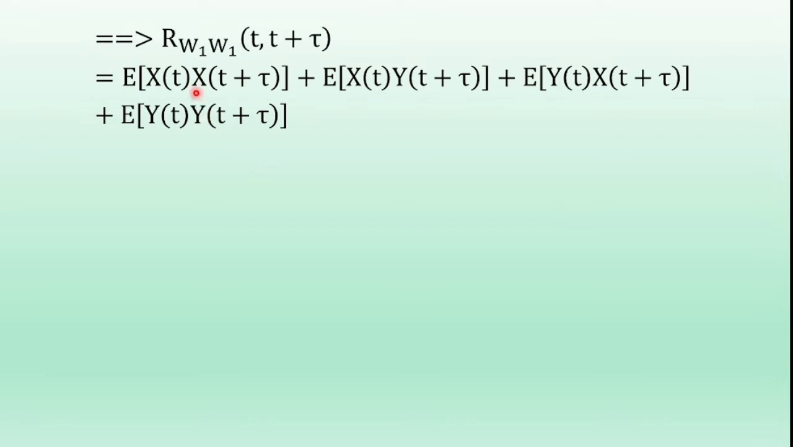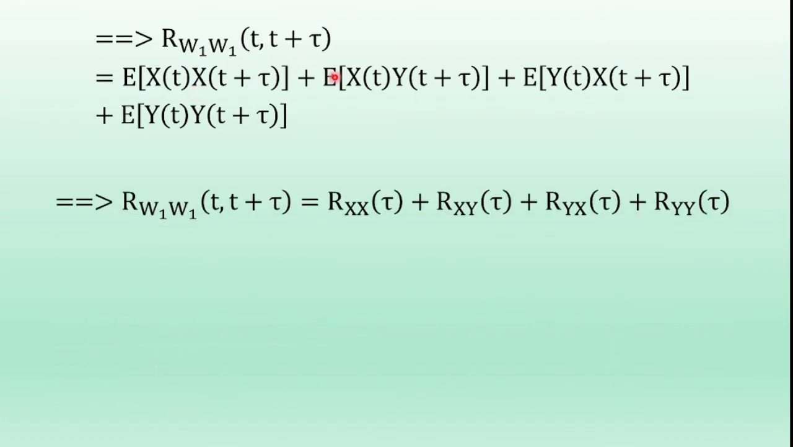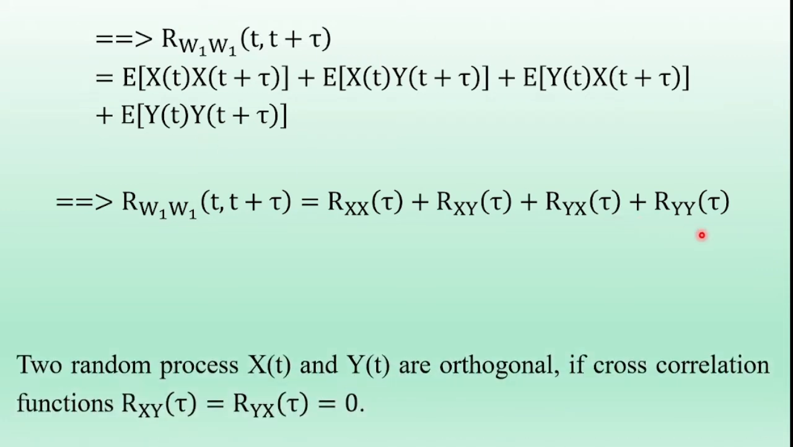So the first term is the definition of the autocorrelation function of the random process x of t, that is Rxx of tau, and the second term is the definition of the cross correlation function of the two random processes x of t and y of t, that is Rxy of tau. The third term is the definition of the cross correlation function of y of t and x of t, that is Ryx of tau, and the fourth term is the definition of the autocorrelation function of the random process y of t, that is Ryy of tau.